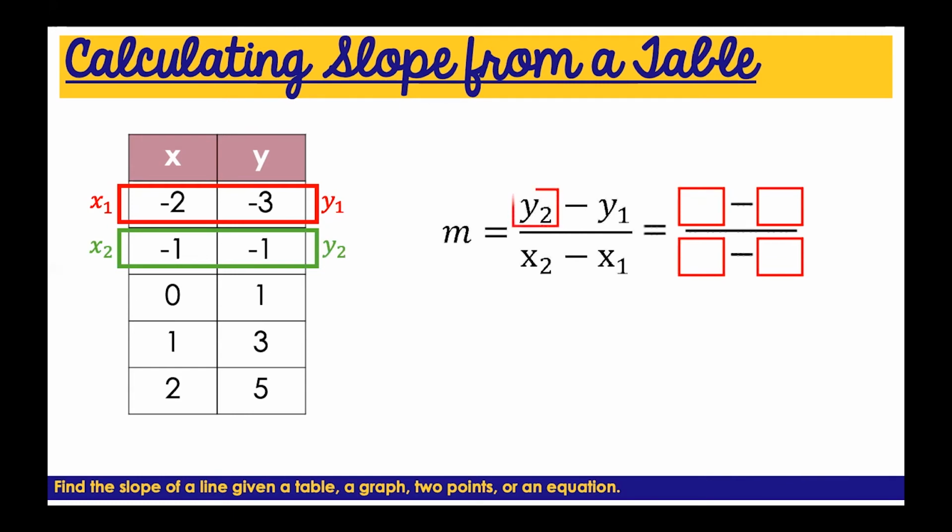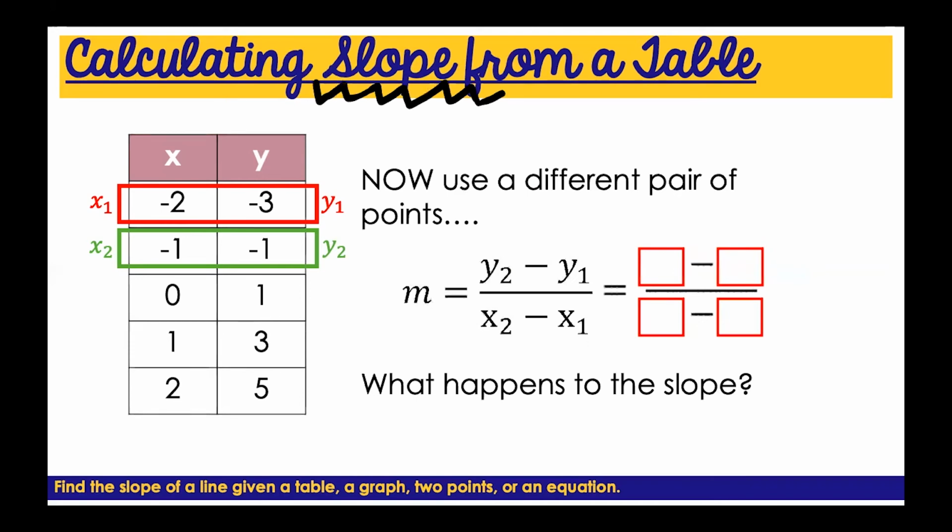My y2 is -1. My y1 is -3. My x2 is -1. And my x1 is -2. So I have -1 minus -3 over -1 minus -2. And that's going to give me +2.